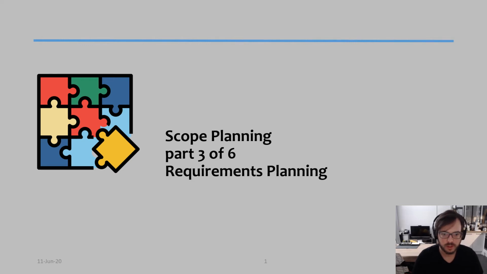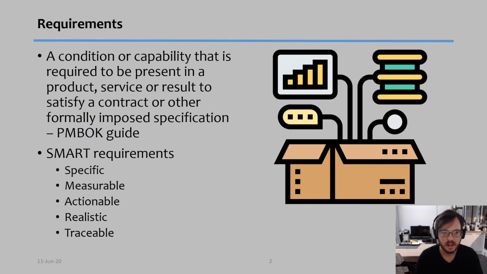Hello everyone, welcome to the third video about scope planning, and in this video I'm going to talk about requirements planning. So what is a requirement? A requirement is a condition or a capability that needs to be present in the product, service or result to satisfy a contract or other formally imposed specification. Okay, so what does that mean?